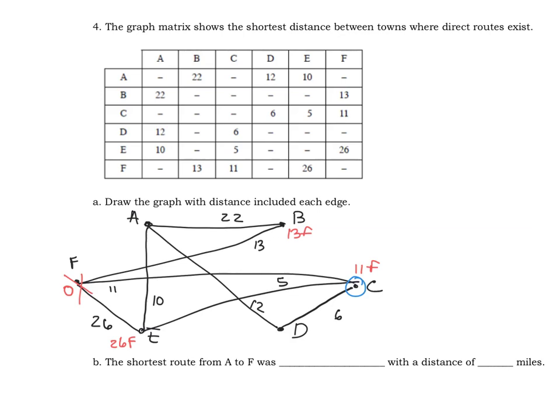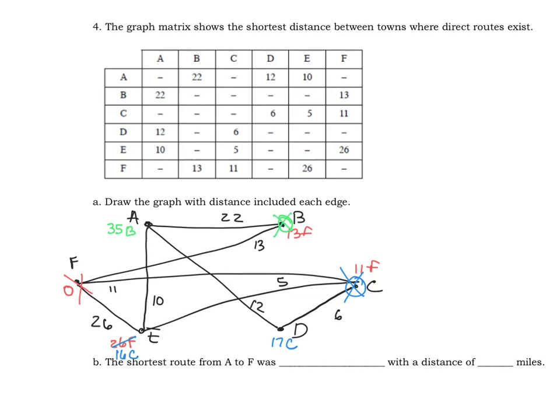Now I can't go back to F, it's already visited. 11 plus 5 is certainly better than the 26, so I'll put 16, I came from C. 11 plus 6 is 17, I came from C. And C is visited. So I've got a 16, a 17, and a 13. So we'll circle out that vertex B and mark that as current. So 13 plus the 22 is 35. I came from B. And I can't go to F because that's already visited.